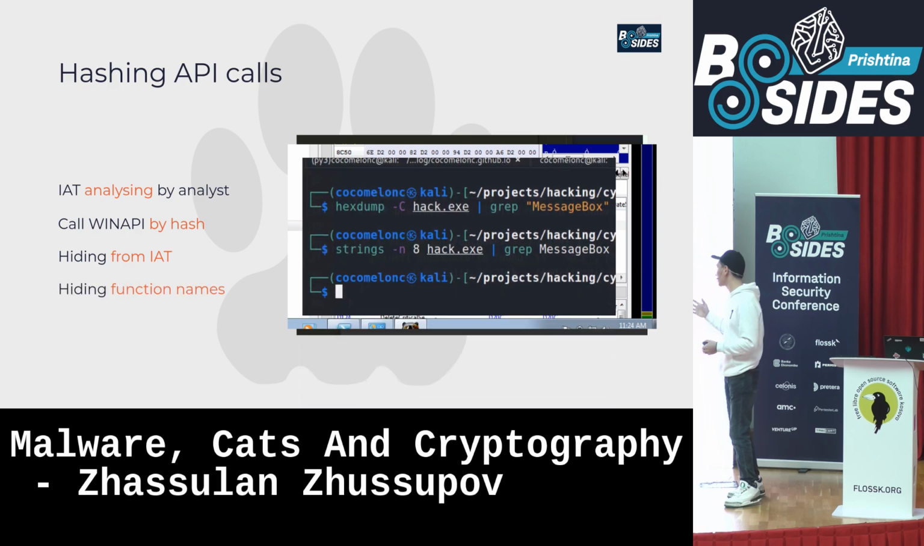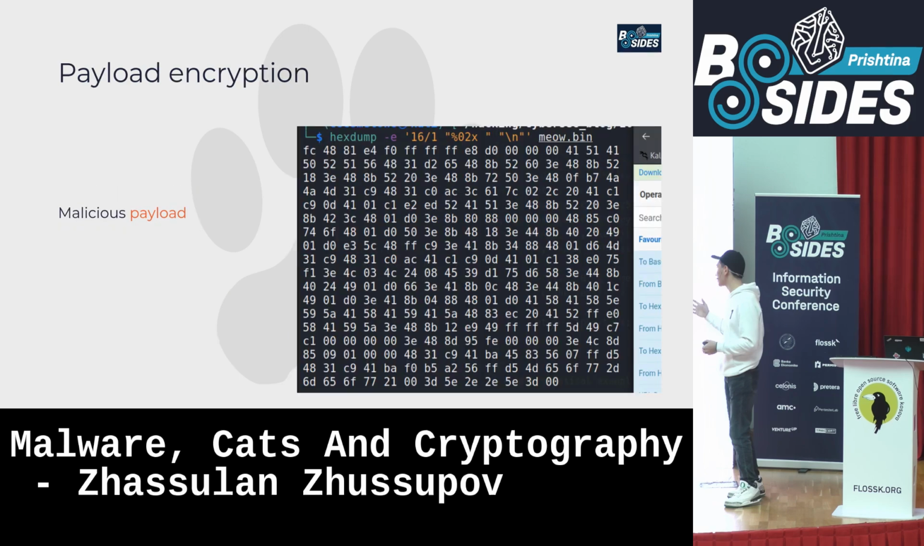And of course, just hiding function names also, because you can't find a message box from a hex dump or something like strings also. What about payload encryption? In this case, the main concept is the same. The only difference is that you try to hide your payload, your assembly code.